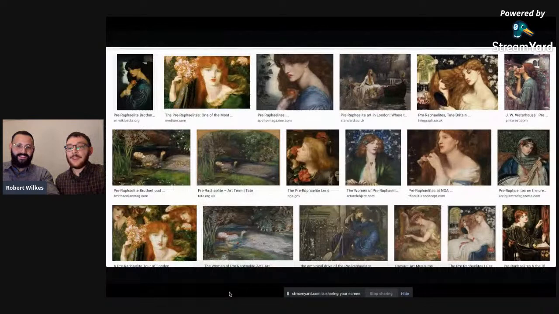But to begin really with the usual kinds of images which we might think about, if you've heard the term Pre-Raphaelite used before, these are the kinds of images that normally people think of. So women with long flowing hair, pale skin, very melancholy, wistful expressions. This is just a screenshot from Google to show you the general idea that people have when we say Pre-Raphaelite.